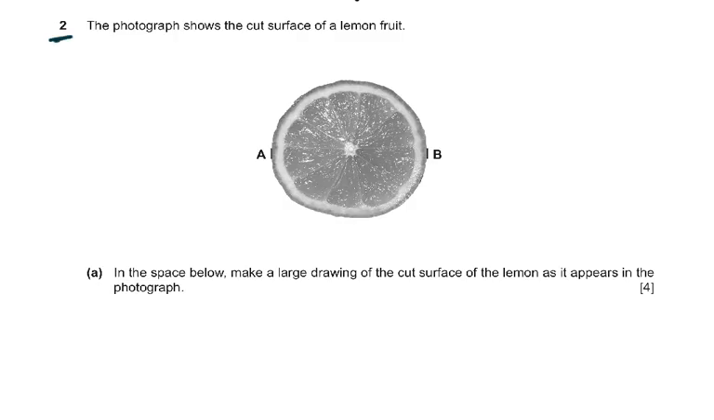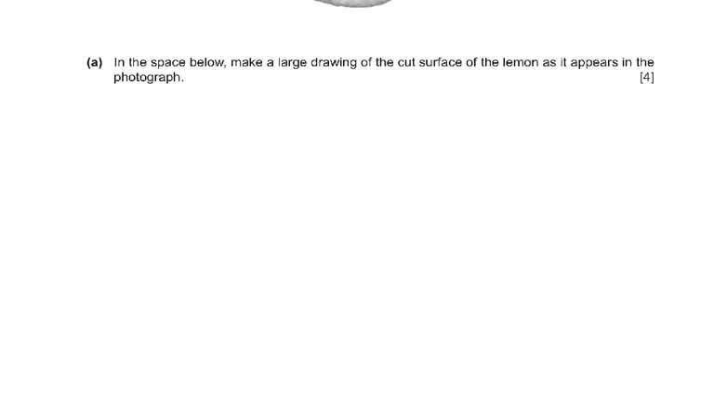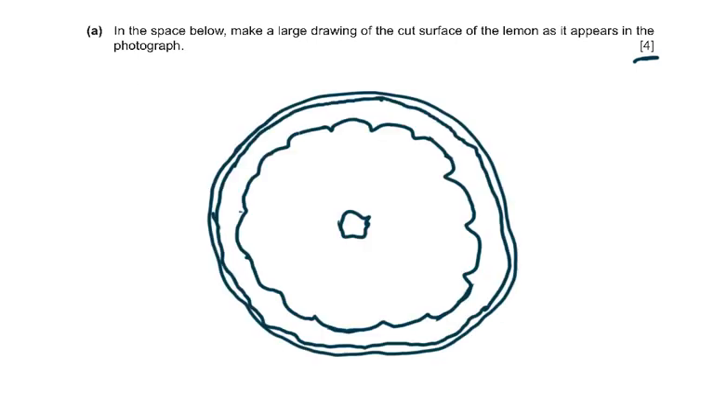Now coming to question number 2, the photograph shows the cut surface of a lemon fruit. In the space below, make a large drawing of the cut surface of the lemon as it appears in the photograph. So please remember there are 4 marks for this. And all of you say, oh, miss, we can't draw, but we don't expect you to draw, we just expect you to draw what you see. So I'm sure even if you're the worst at drawing, you can do a good job of it and get your 4 marks.